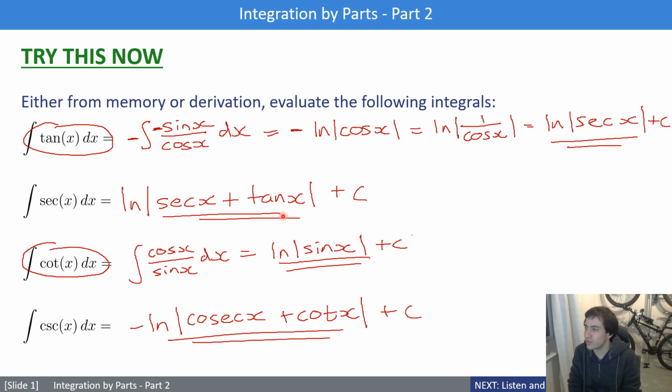Obviously, top students, feel free to memorize them. If you're not up to that, then you just make sure you're aware of what they roughly look like. Okay, so let's move on then with this topic of integration by parts.